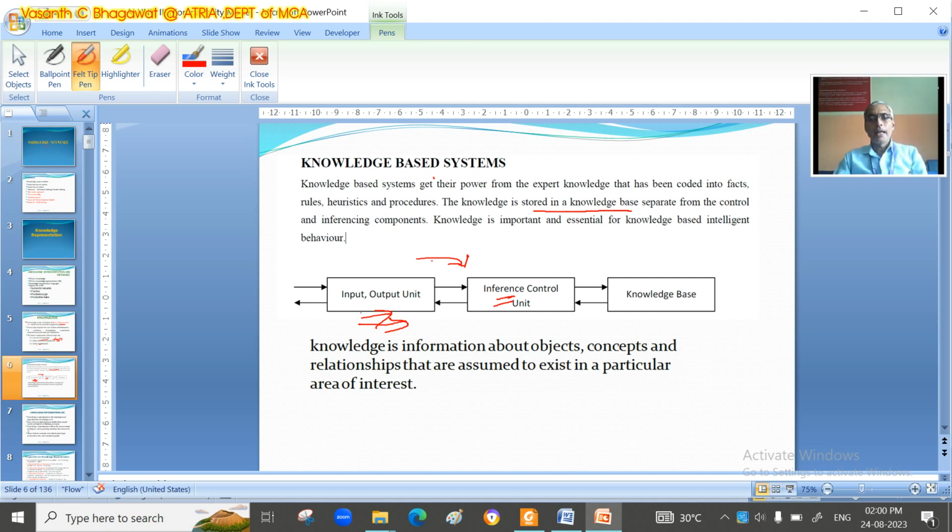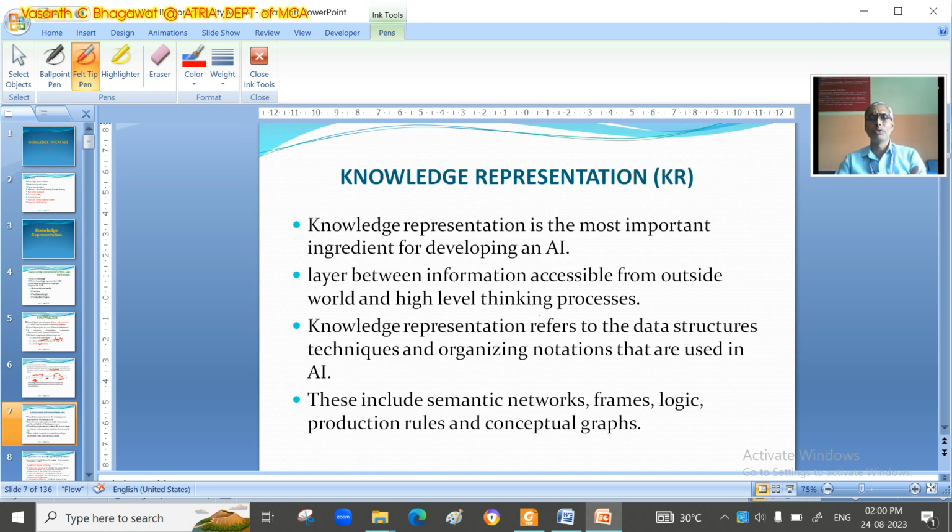Either we take this knowledge directly from the external environment to the inference engine, or if we have previously collected this knowledge in our knowledge base, we also consider it from the knowledge base. The inference engine starts working on it, and we infer or conclude on certain things. This is how a knowledge system typically looks.